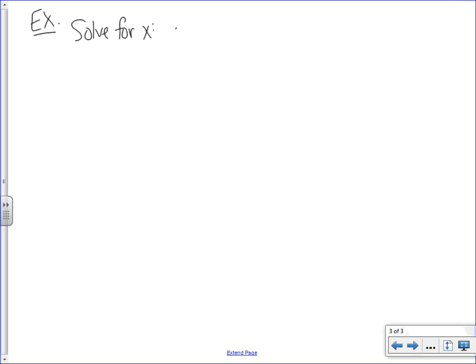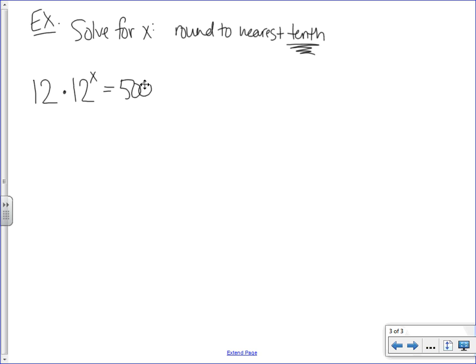And I'll actually put in round to the nearest tenth. Because you're always going to get some crazy decimal with these, so you need to pay attention to what the directions tell you to round to. Okay, I'm going to do 12 times 12 to the x power, which is equal to 500.